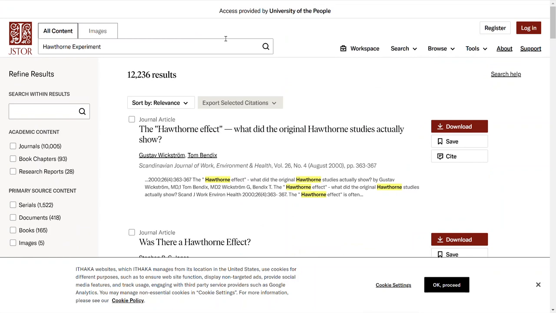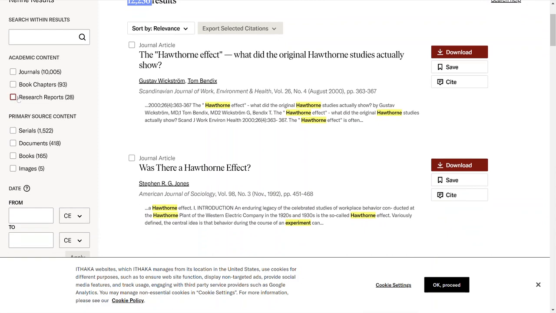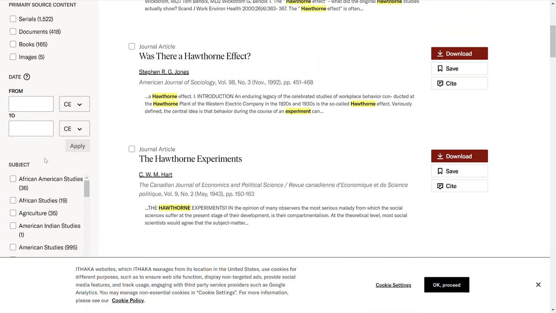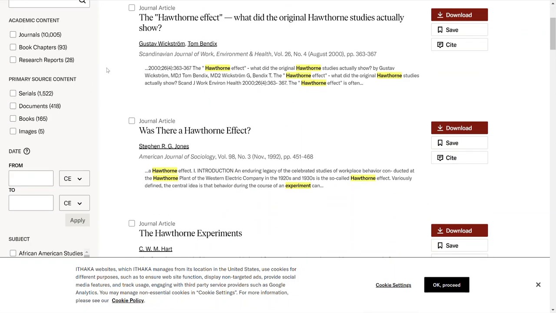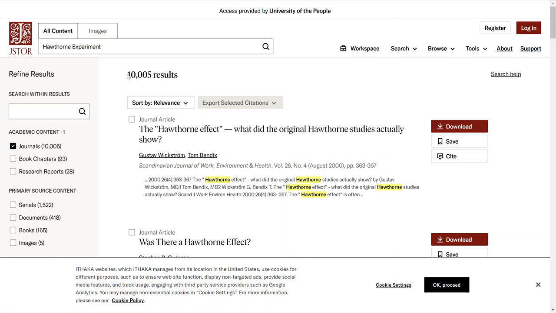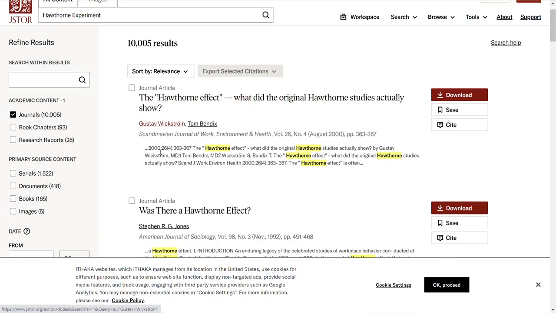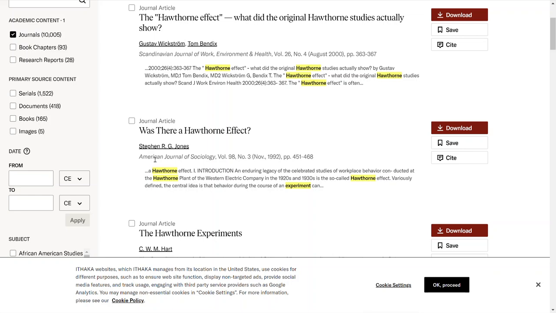Now, I want to go back to these 12,236 results. If you come over here to the left, you're going to see that you have some options. You can reduce this list of 12,000 simply by choosing journals. So maybe you're not interested in research reports and book chapters, you only want journals. Notice that takes it down to 10,005 articles just by doing that. I want to bring that down a little bit more.